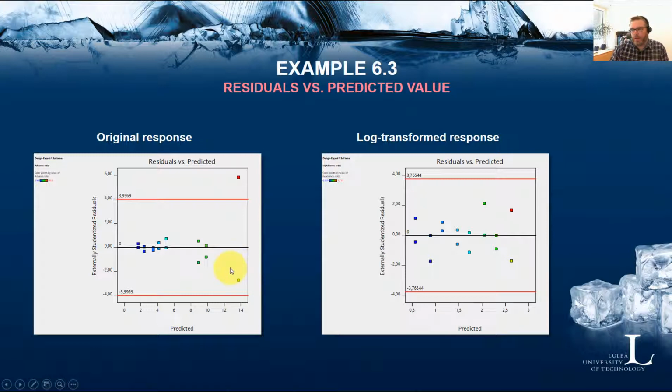While from the model for the log transform response, we have sort of eliminated this funnel shape, and we have some sort of stable variability in the residuals. So that's an example of a situation where a transformation of the response may solve some of the problems that you have in the analysis.